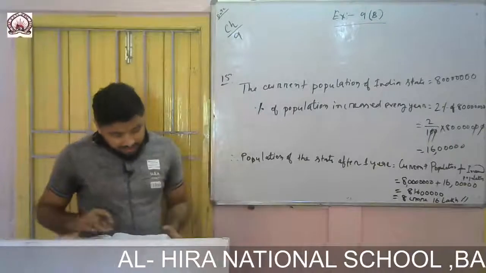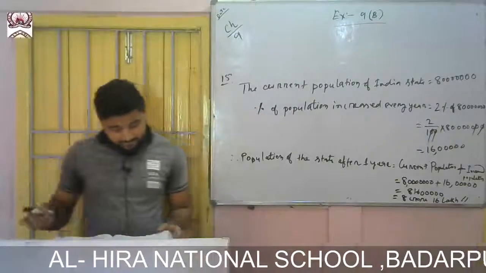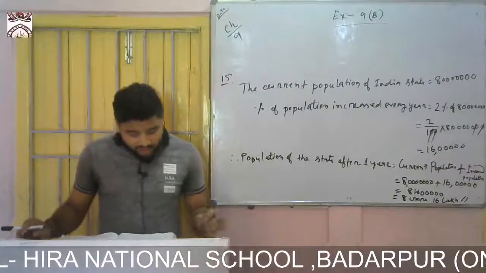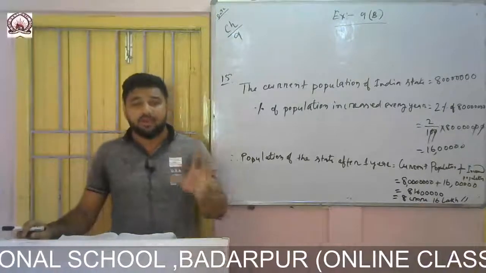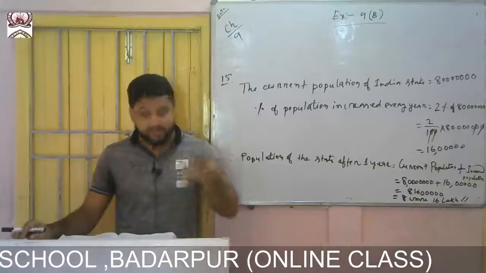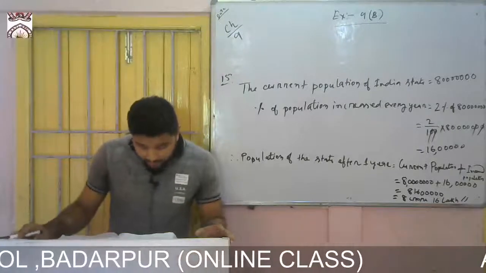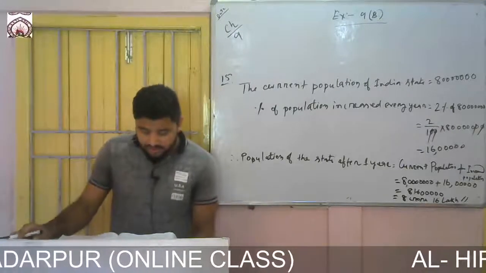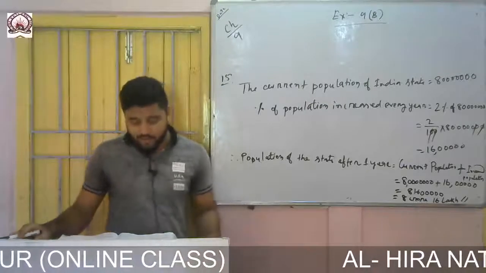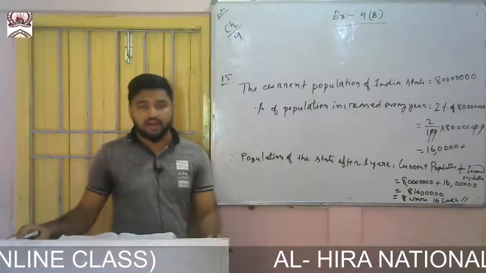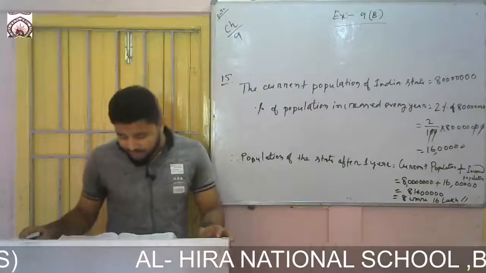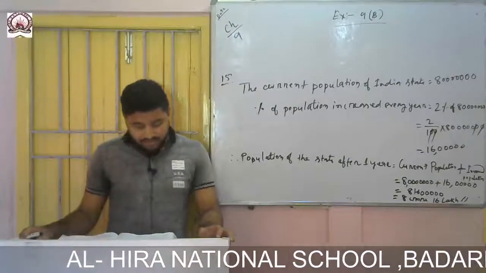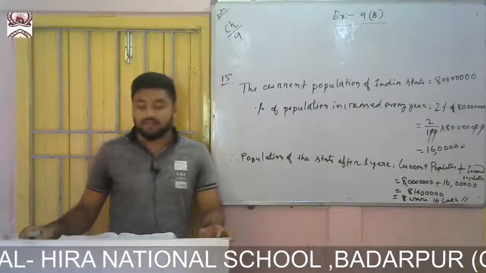Now come to question number 16. A company used 75% of its profit to buy new machines and raw materials. If this amount is 85,071, then find the total profit of the company. That means what?